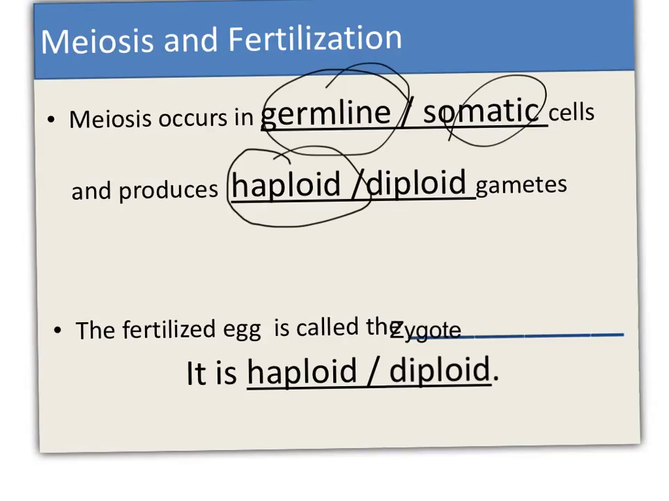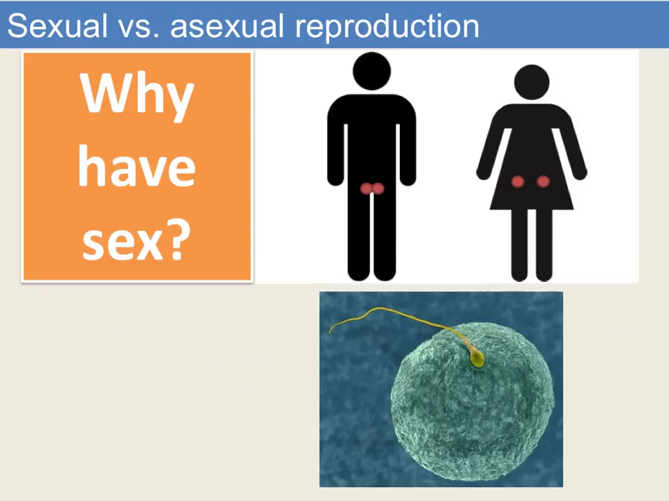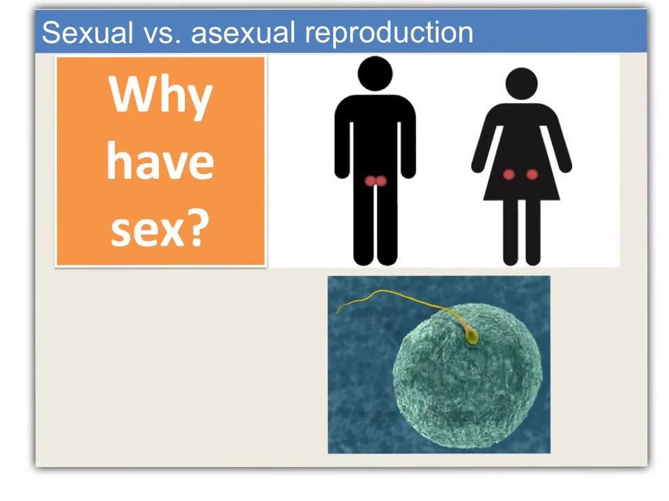Okay, so the question is, why have sex? It's a good question. Well, the first reason, of course, that I mentioned in class is that it's fun. But it's actually kind of interesting in evolutionary biology. Asexual reproduction is actually a more efficient way.